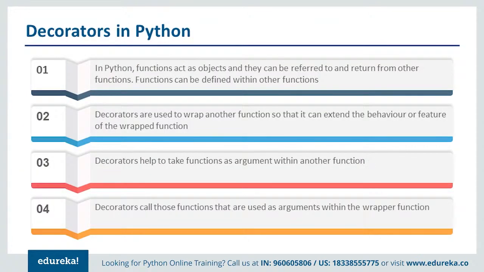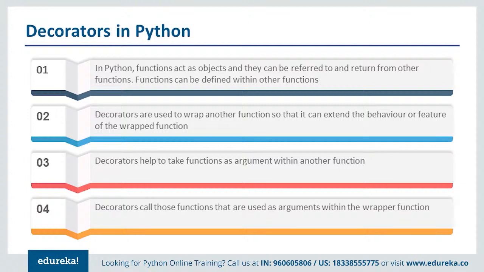Now decorators in Python are very important for the overall Python programming mechanism. In Python, functions act as objects, and they can be referred to and can return values also. And we can also have functions defined within other functions, nested functions. So decorators are used to wrap another function so that it can extend the behavior of the wrapped function. In order to have the behavior of a particular function extended, we can use the wrap, and these wraps are known as decorators.